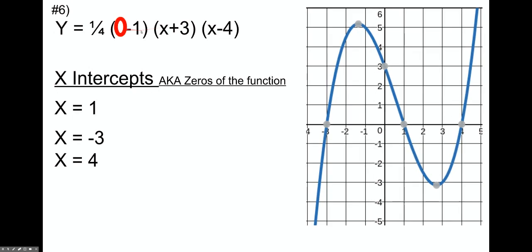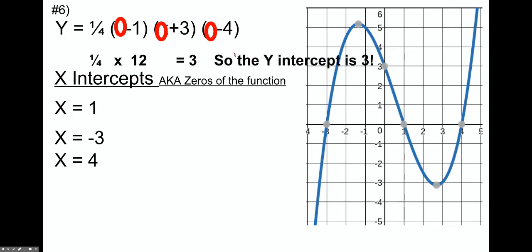Put your zeros in instead of an x, put a 0. And then multiply all of these guys. What's -1 times +3 times -4? Multiply, multiply, multiply. 1 times 3 times 4 is 12. It's a positive because a negative times a negative. These two negatives made a positive. And then bring down this fraction. It finally matters. You're going to bring it down because y equals all of these multiplied together. And 4 times 1/4 equals 3. So that's why the y-intercept is 3, and you graph it right there.